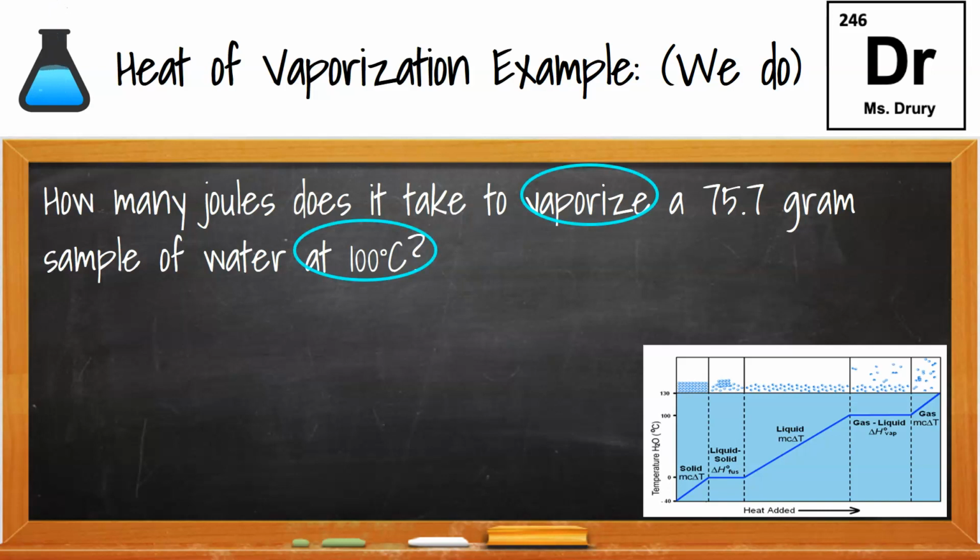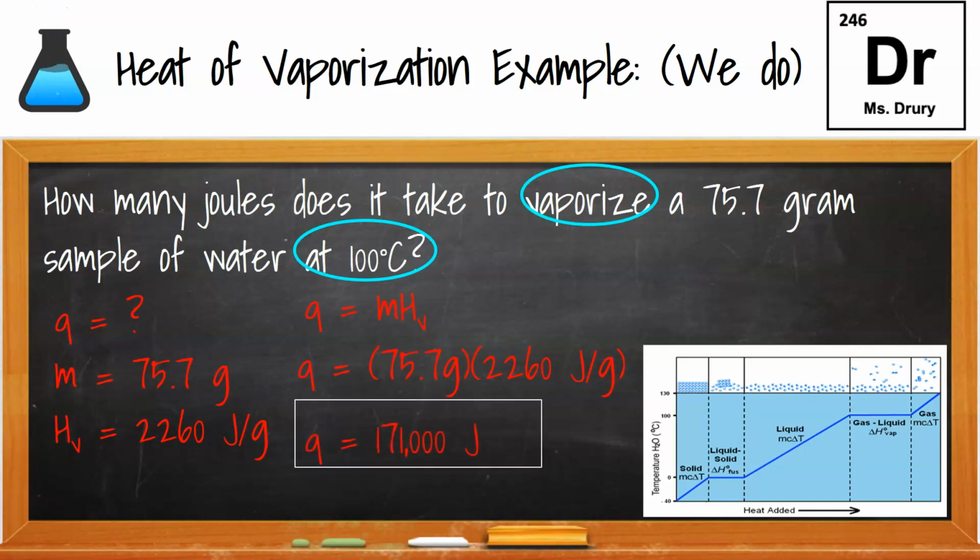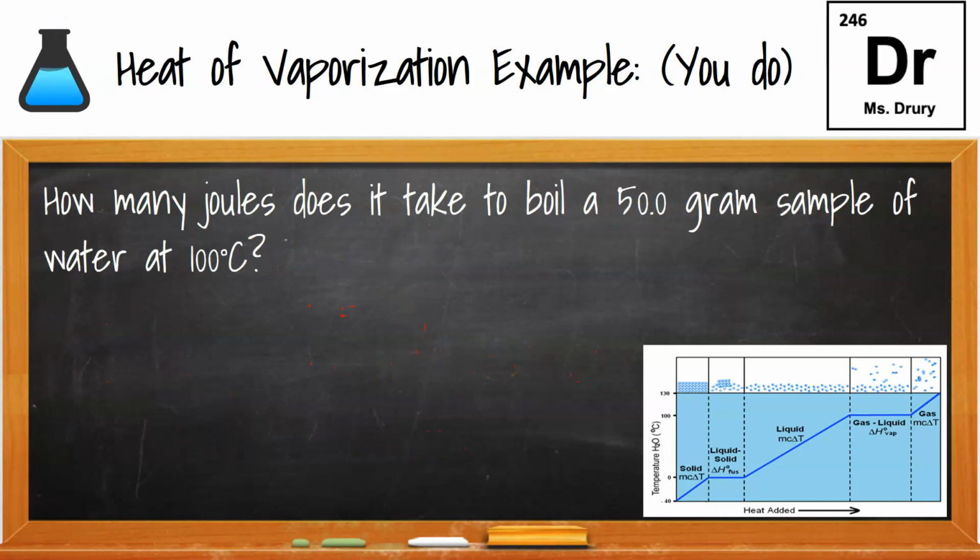So together, a little bit slower, you have a 75.7 gram sample of water at 100 degrees. Again, that means vaporizing at 100 degrees. So your Q is unknown, but your mass was 75.7, and you're using HV because it's vaporizing. So you're going to set up your formula by multiplying your mass, 75.7, by your HV on your reference table B as 2260. When you multiply across, you get 171,000 joules. Note again, I make sure this has 3 sig figs, as does the mass that they were giving me, 75.7. Let's see if you can do it.